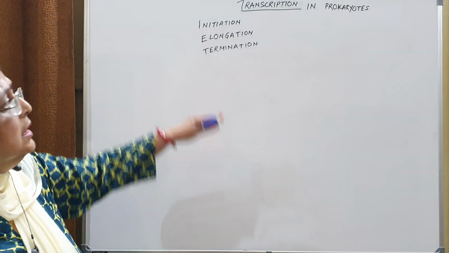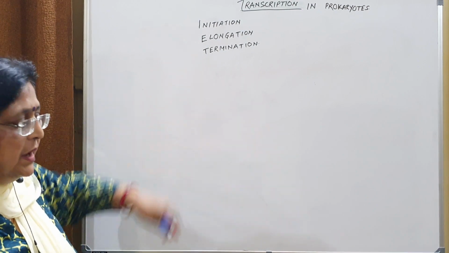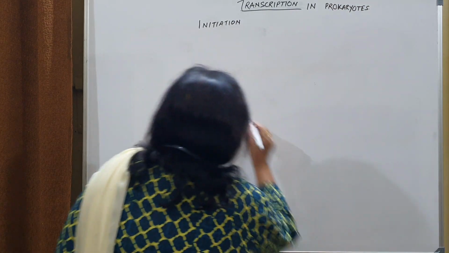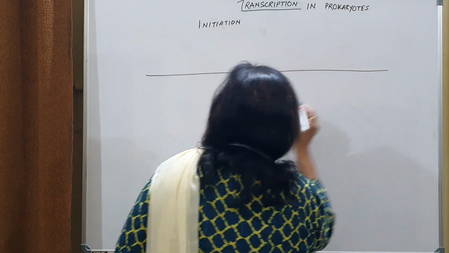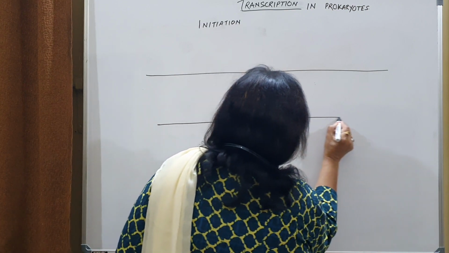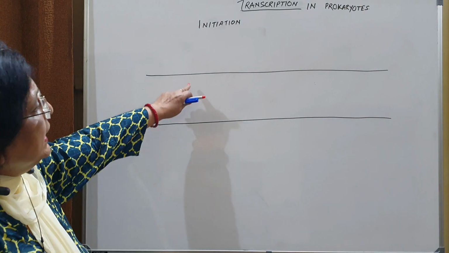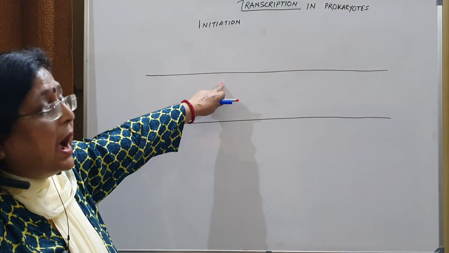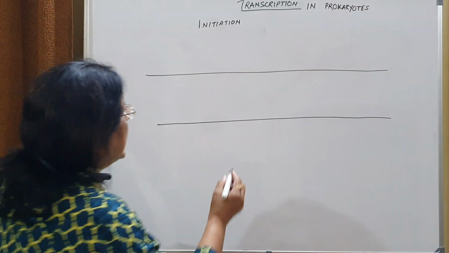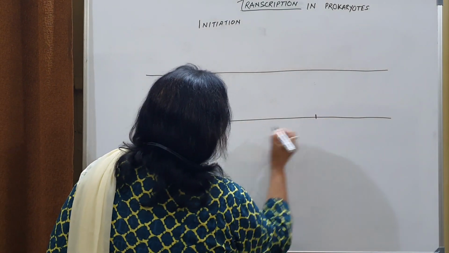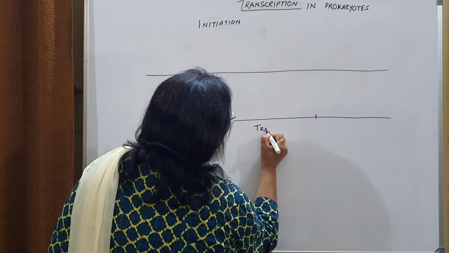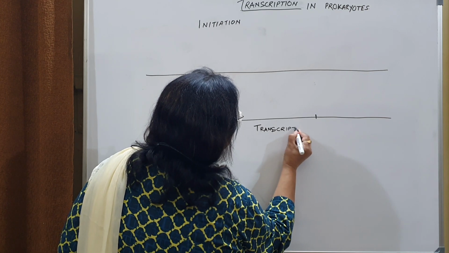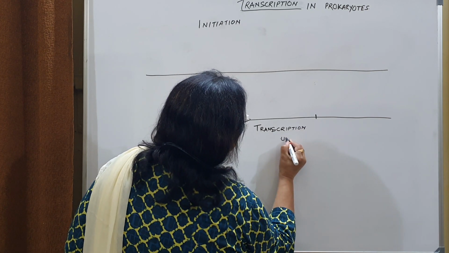Now let us see initiation first, how it takes place. This is a double-strand DNA. Now the entire strand is not transcribed during mRNA transcription. Only a part of it is transcribed, and that part is known as the transcription unit.